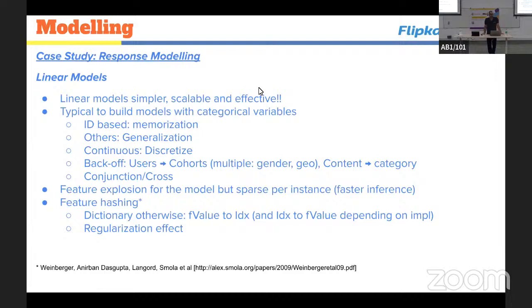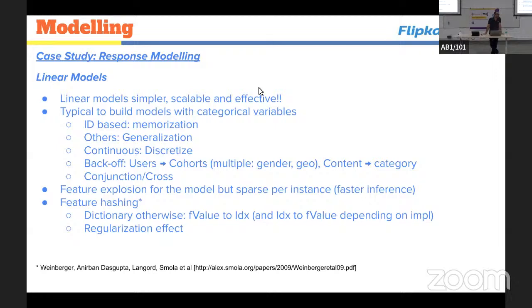How do we model in practice, especially when the data is large? We always start with linear models, and that is the truth about industry. It gives you a baseline, and then we throw a challenge back to the neural models or the nonlinear models: beat that. Linear models are simpler, like I said, and they also scale very well.